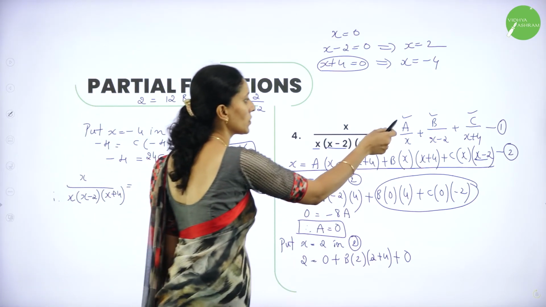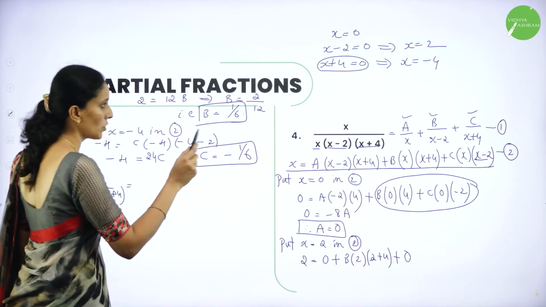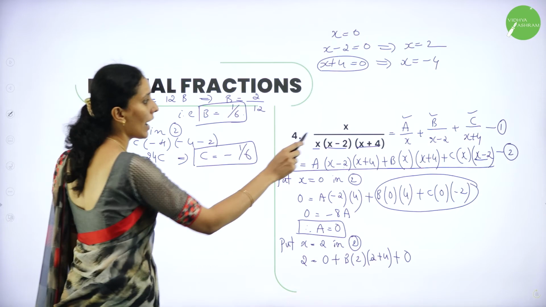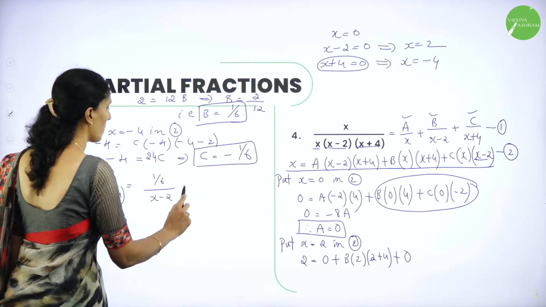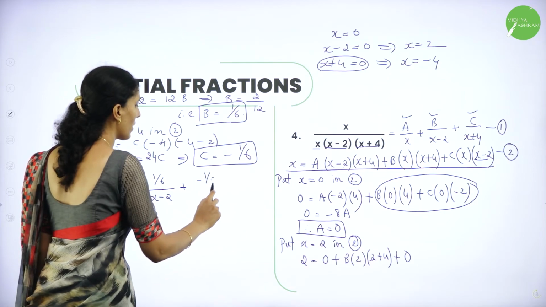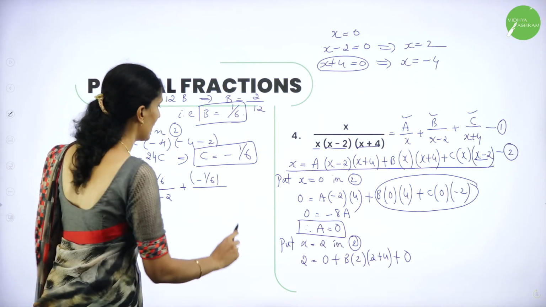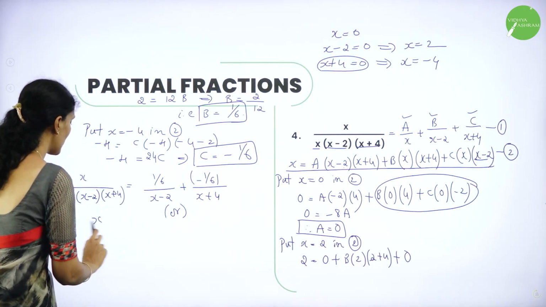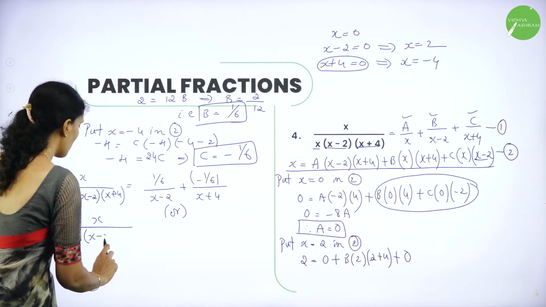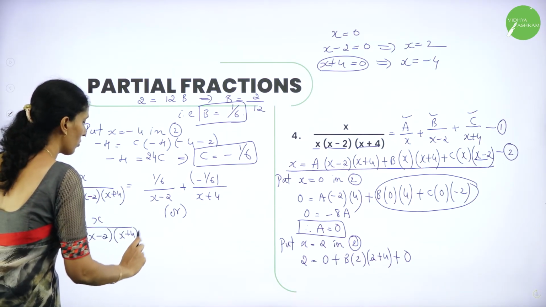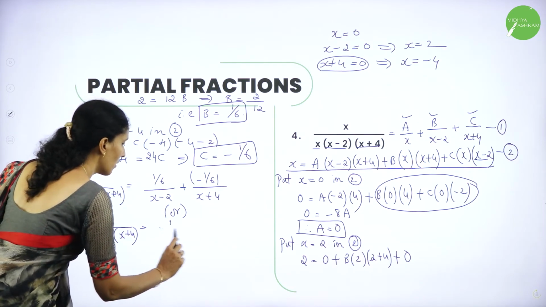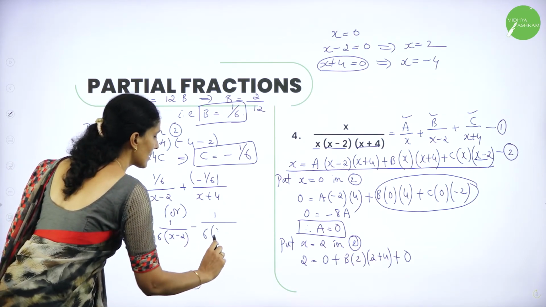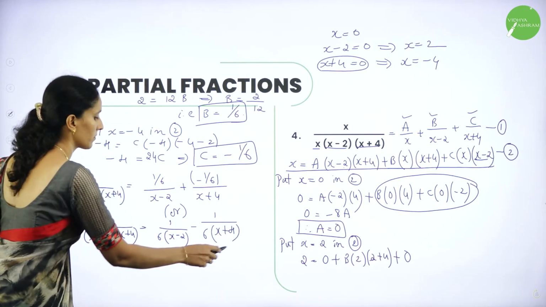It is 0. So 0 by x is 0 again. So only B is left. So we will write B as 1 divided by 6 and the factor there is x minus 2, plus C is minus 1 by 6 and the factor is x plus 4. Or you can write this as x divided by x into x minus 2, x plus 4. You can write 6 in the denominator. So this is 1 divided by 6 into x minus 2 minus 1 divided by 6 into x plus 4.